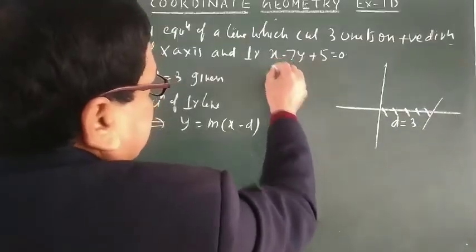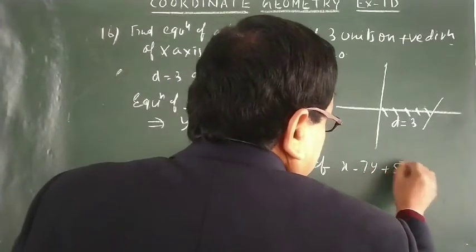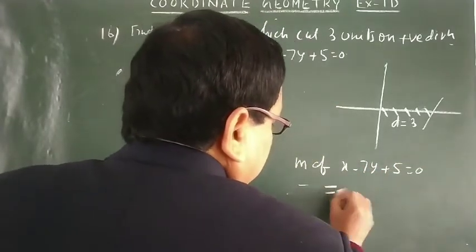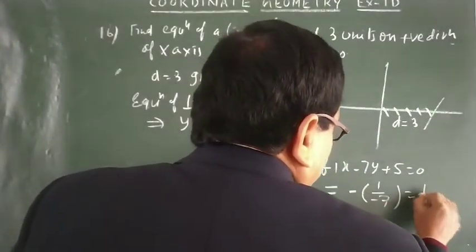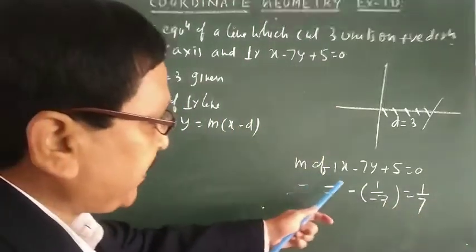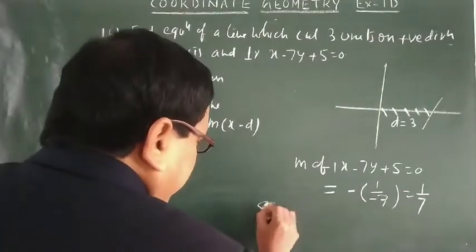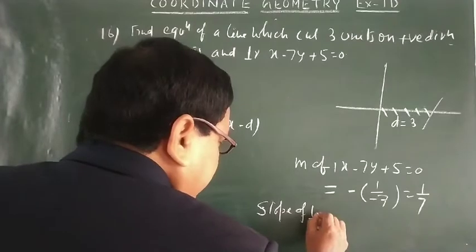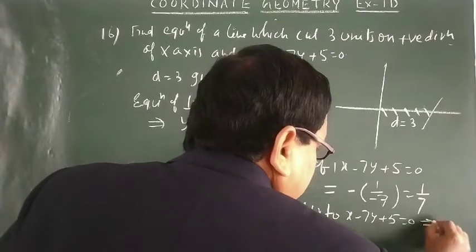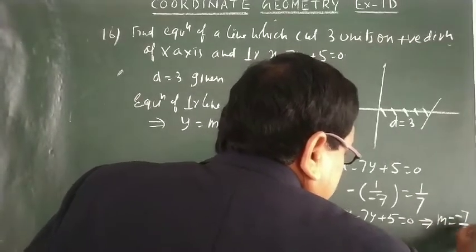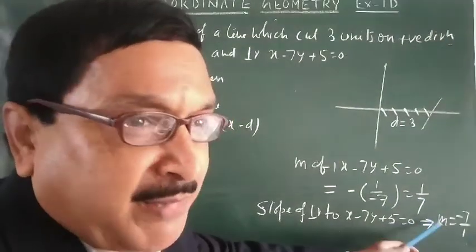So first of all, m of the line x minus 7y plus 5 is equal to 0 is equal to negative of the coefficient of x by the coefficient of y, which is minus 1 by minus 7, that is 1 by 7. This is the slope of this line. So the slope of the line perpendicular to x minus 7y plus 5 is equal to 0 is m is equal to minus 7 by 1. 1 by 7 and minus 7 by 1, so the product is minus 1.